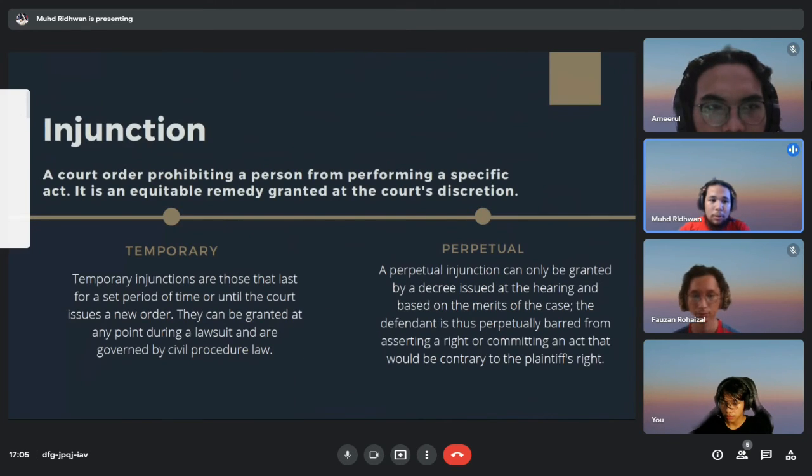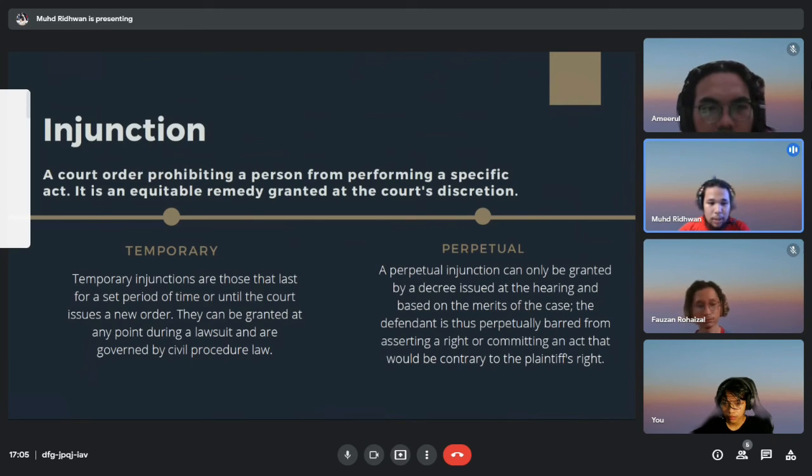Now moving on to injunction. What is an injunction? An injunction is a court order prohibiting a person from performing a specific act. It is an equitable remedy granted at the court's discretion. So there are two types of injunction. First one is temporary. Temporary injunctions are those that last for a set period of time or until the court issues a new order. They can be granted at any point during a lawsuit and are governed by civil procedure law.